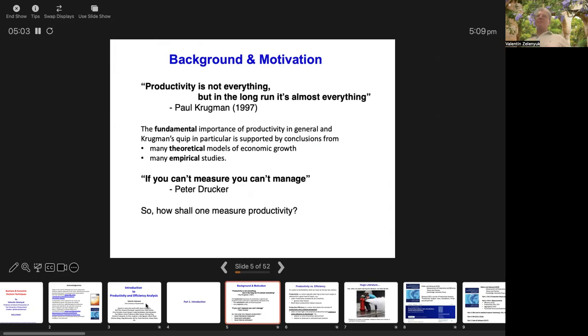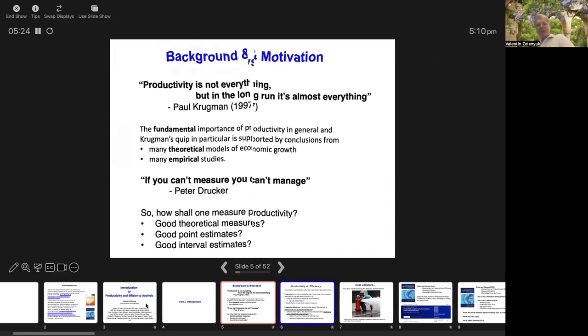So what we will do is ask the question: how shall one measure productivity? In particular, what are the good theoretical measures from the point of view of theory? What are the good point estimates of those measures, productivity and efficiency? And what are the good interval estimates?